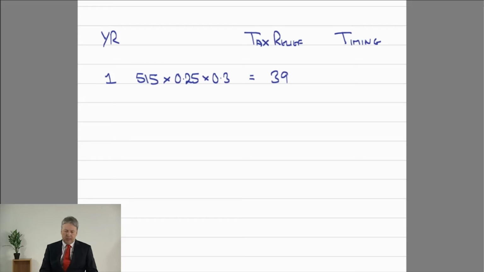The further thing that we know is this. The nature of writing down allowance is this. If the allowance is 25%, the balance drops to 75% of its former value.